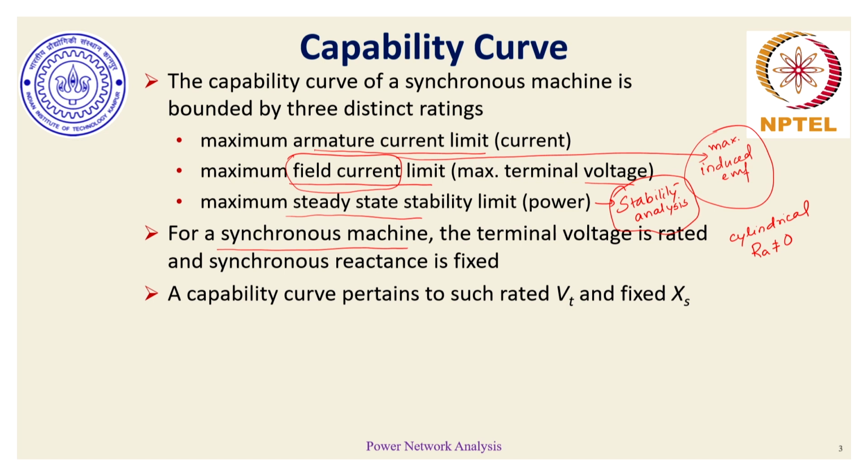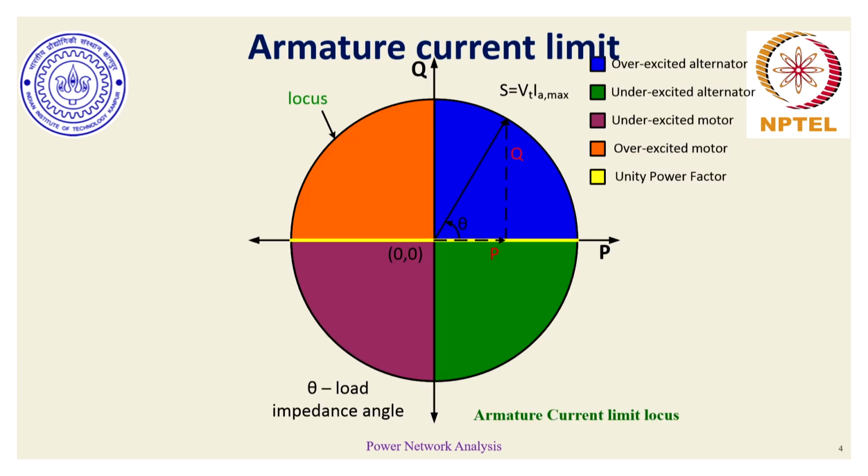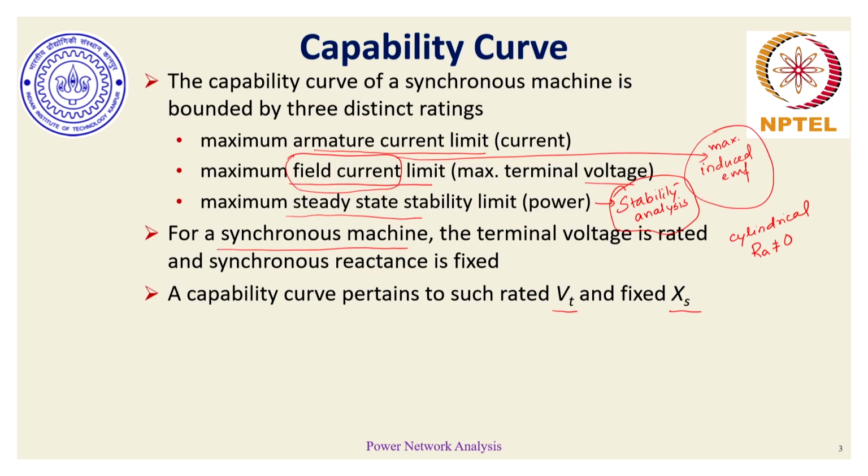This cylindrical pole synchronous machine would often operate at a rated terminal voltage Vt, with a fixed synchronous reactance Xs. The non-idealities or non-linearities involved in the air gap between the rotor and stator are being neglected for the time being. With this as our premise, we had looked at the locus with respect to the armature current limit, which essentially comes from the first limit that we had discussed in the previous discussion.